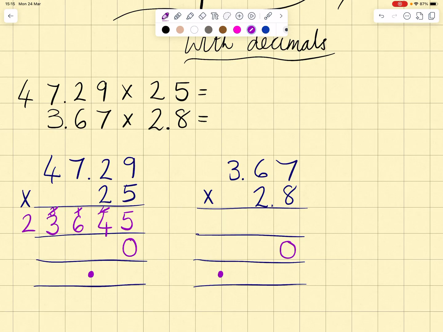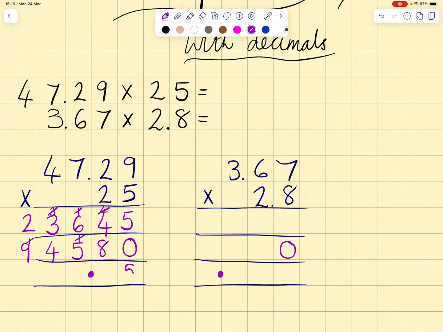On our second row, we're technically multiplying by 20, but because I've got that placeholder in, we just need to multiply by 2. So 2 times 9 is 18, 2 times 2 is 4, plus 1 is 5, 2 times 7 is 14, and then 2 times 4 is 8, plus 1 is 9. Then you just need to add together.